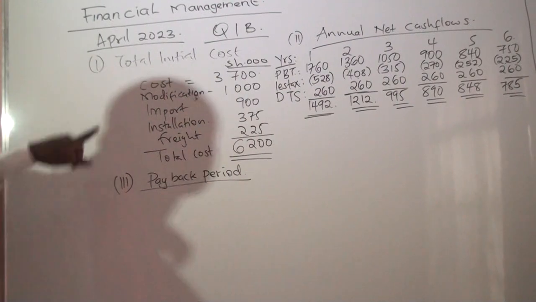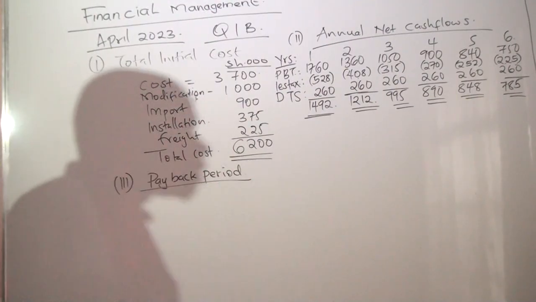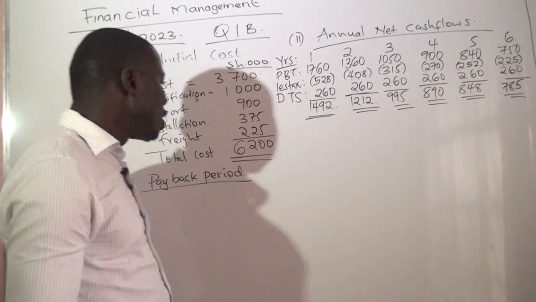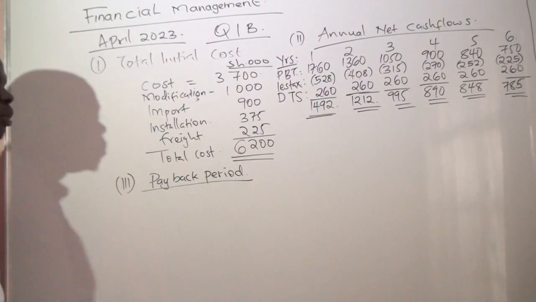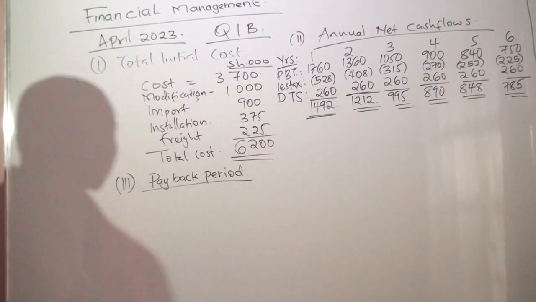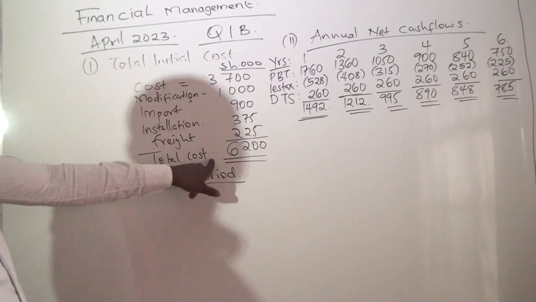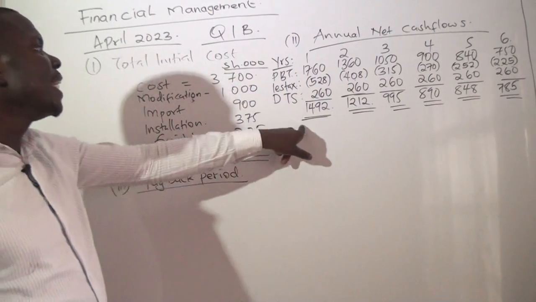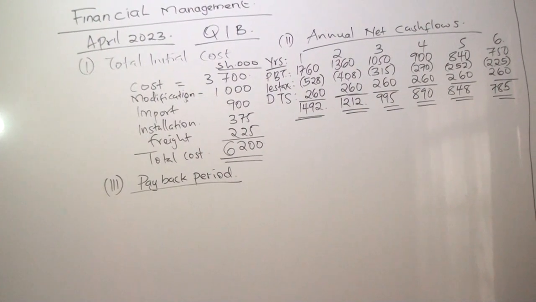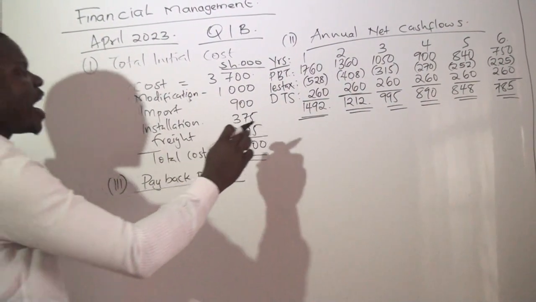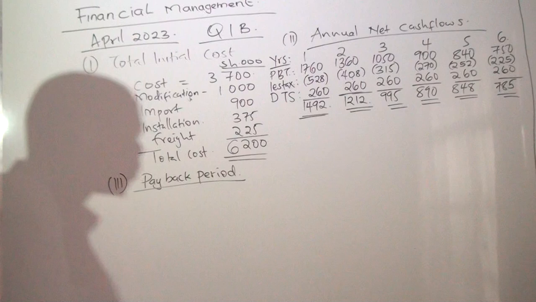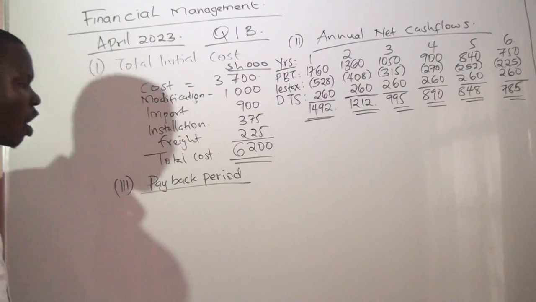With this regard, our initial outlay is the total cost, the 6,200. That is what we had invested in the project. So in this case, what is the period which we shall take to recover the initial outlay? We shall be using the total cost of 6,200 against the annual net cash flows. And here we need to understand that we are having irregular cash flows. So the ideal period will be determined by use of a table.